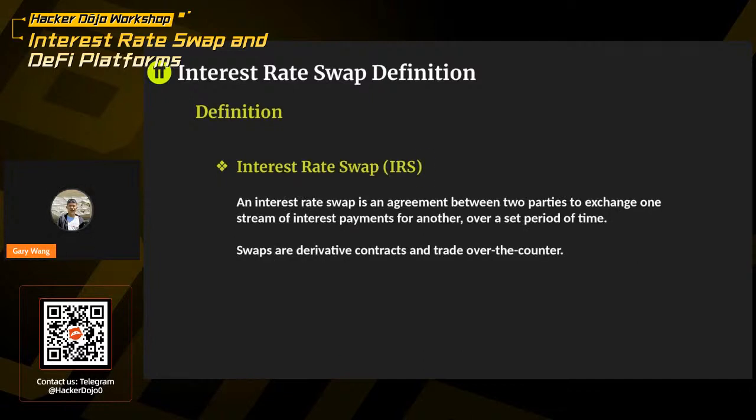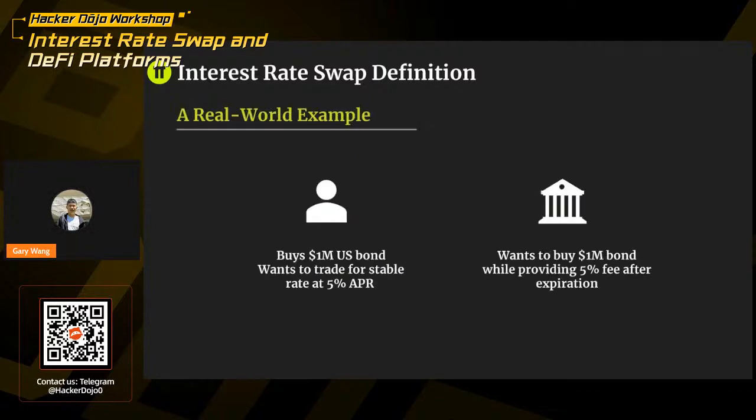And after talking about interest, I'm going to dive into another, maybe more complicated, definition that is called interest rate swap, IRS. The definition of interest rate swap on the internet is that it's an agreement between two parties to exchange one stream of interest payments for another over a set period of time. And swaps are derivatives traded over the counter. So maybe many of us have not really interacted with interest rate swap protocols because it does not happen in everyday life. So let me present you with an example first.